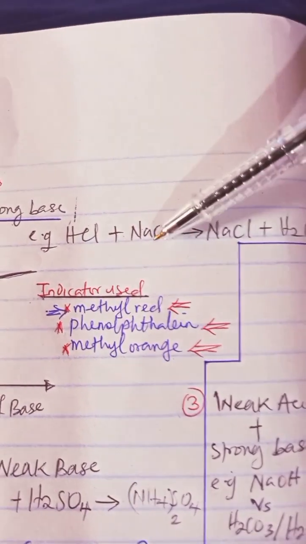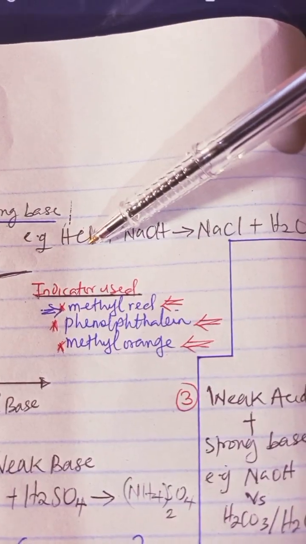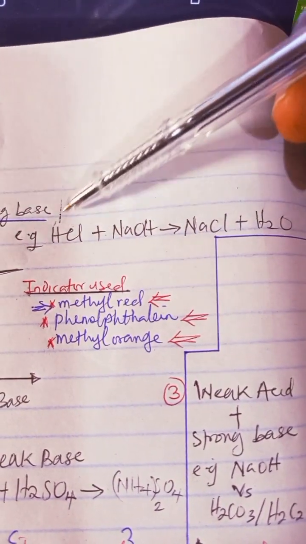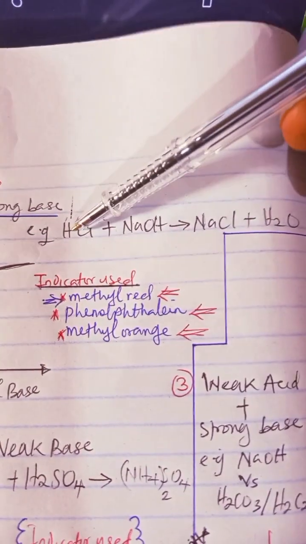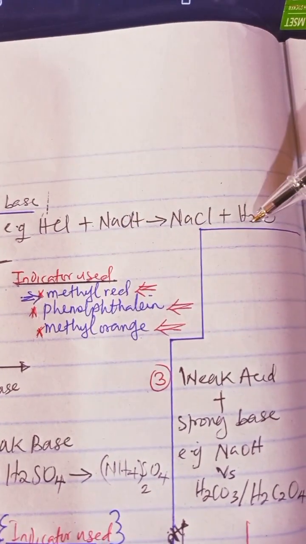So it will give you NaCl. This Na will marry this Cl, that will give you NaCl. This H will marry this OH, that will give you water. So acid plus base gives you salt and water.